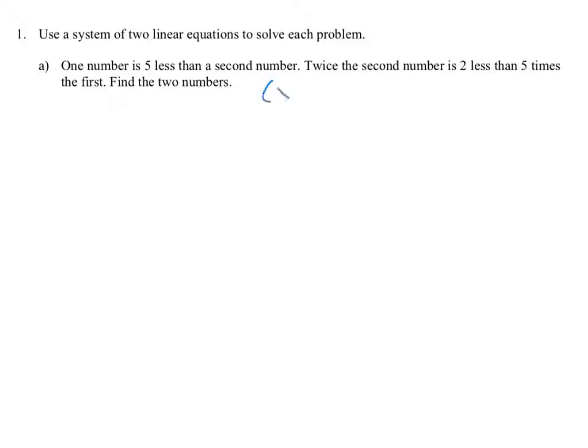So we'll let x be the first number and y be the second number. Looking at the first sentence, we see one number is 5 less than the second number. So one number, we'll say x, is, using the equal sign for is, 5 less than. That means we're going to be taking away 5 from the second number. So one number x is 5 less than a second number y. So x is equal to y minus 5.